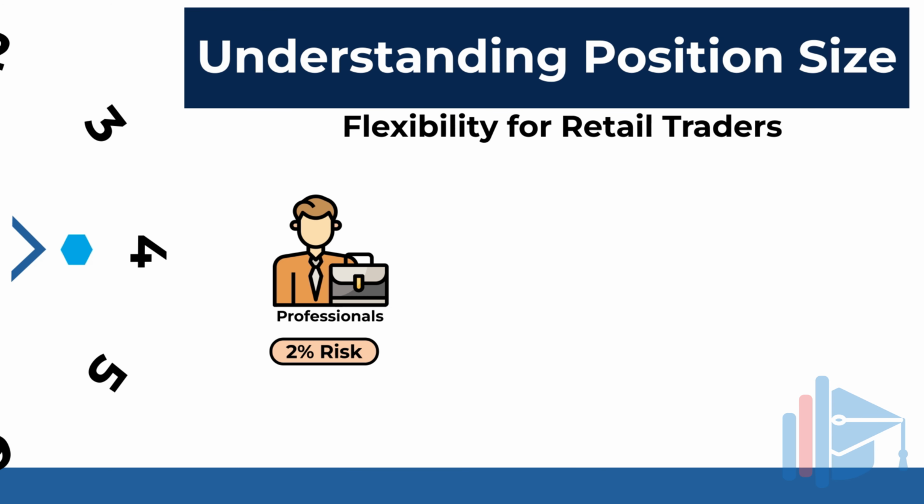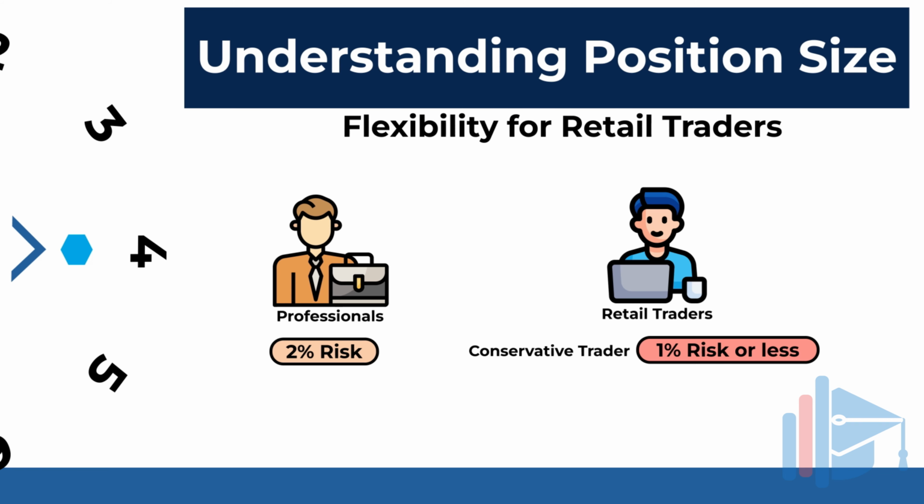While the 2% rule is a gold standard for many, retail traders have more flexibility. Depending on your experience, strategy, and risk tolerance, you might adjust this percentage. For example, a more conservative trader might risk just 1% or less per trade, prioritizing capital preservation. A more aggressive trader might risk 3% or slightly more, but this approach should be used with caution to avoid rapid drawdowns. The key is to find a balance that aligns with your trading goals and financial comfort zone. What's most important is consistency, sticking to your chosen risk percentage regardless of market conditions or emotional impulses.